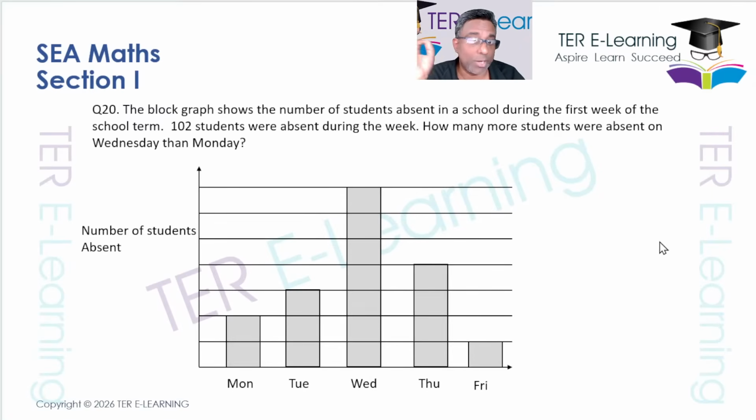So we have a block graph here. You all need to understand how to interpret block graphs in these things.